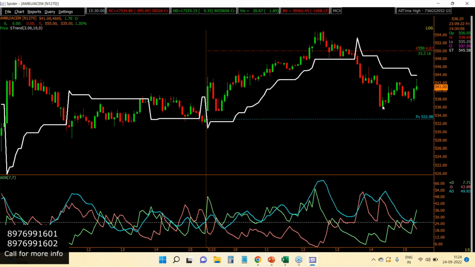So how did I define that my entry will be this only? See the pivot from this point. From this point the pivot is here.